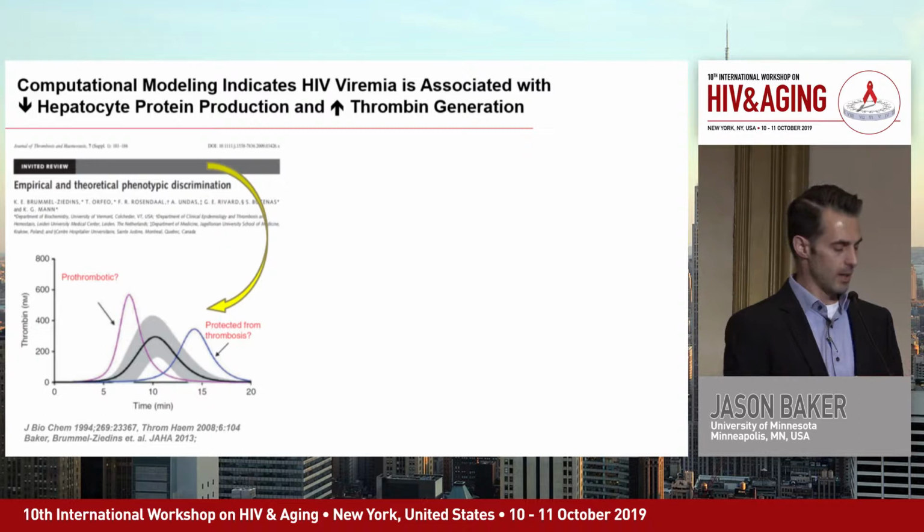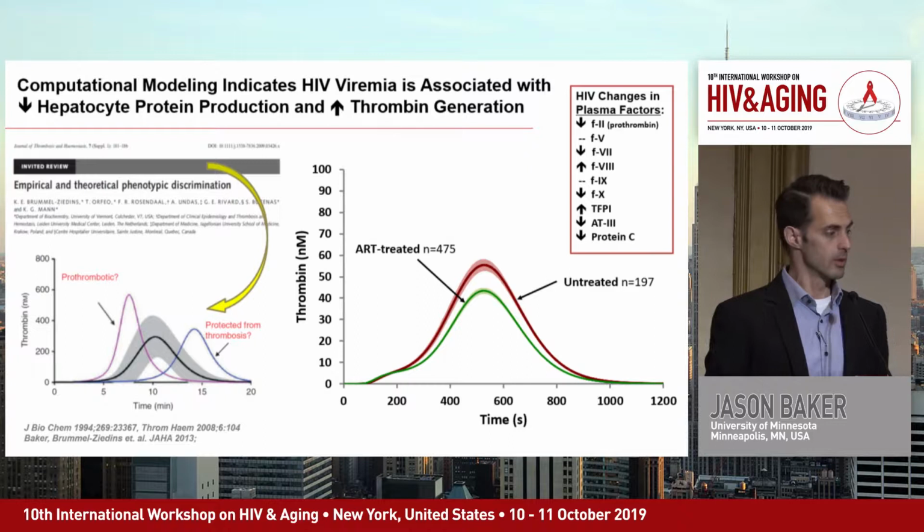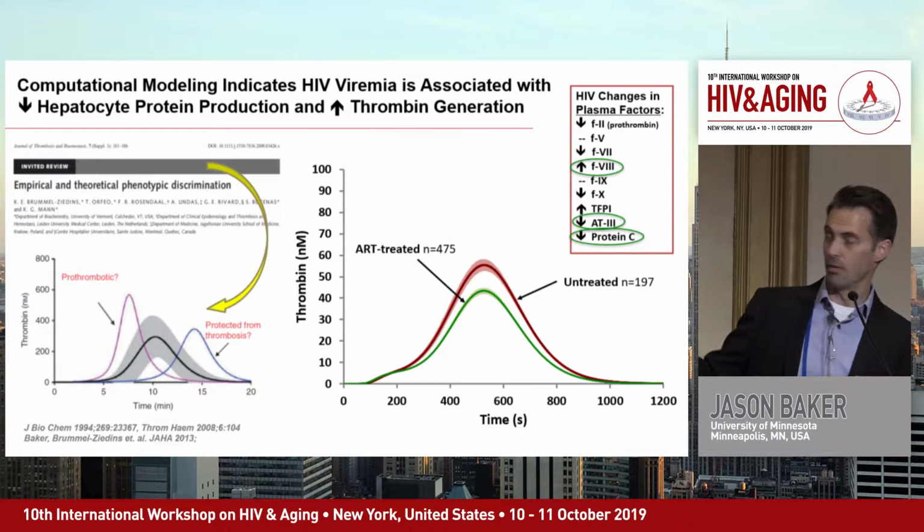And so we applied that to the samples that we were looking at and showed that thrombin generation, total thrombin generation was modeled to be higher and peak thrombin generation higher as well, in untreated HIV infection versus the treated state. And this is the sort of totality, if you will, of all the factors up in the box on the right, some going up, some going down.